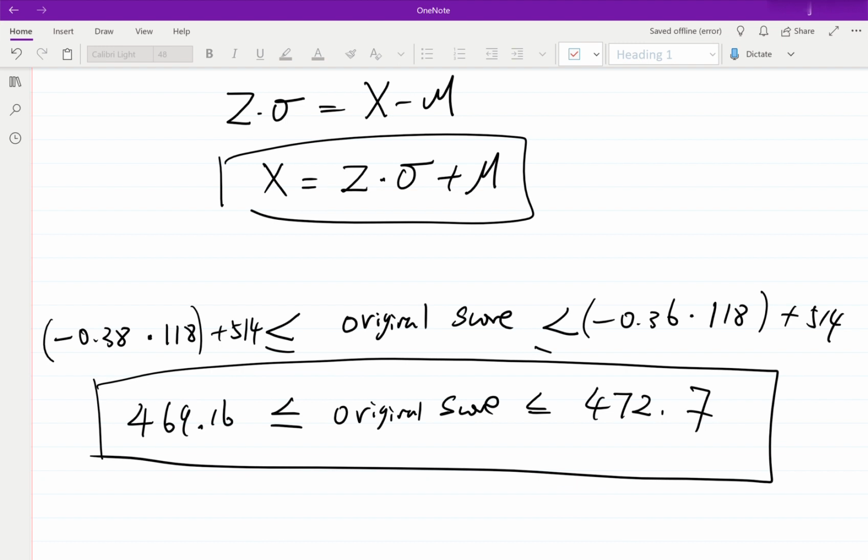So in this video we talked about how we can use the Z table to get the percentage and percentile from the Z score, and also we learned how to use the percentile to get the original score.